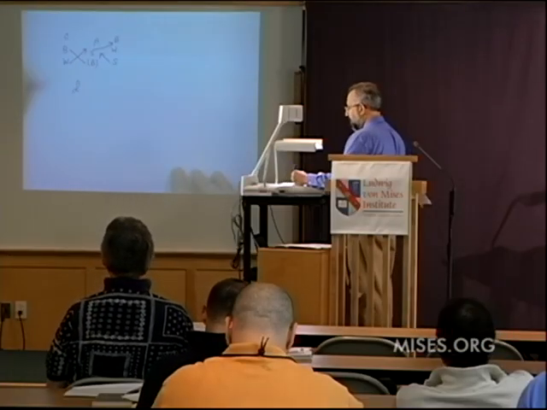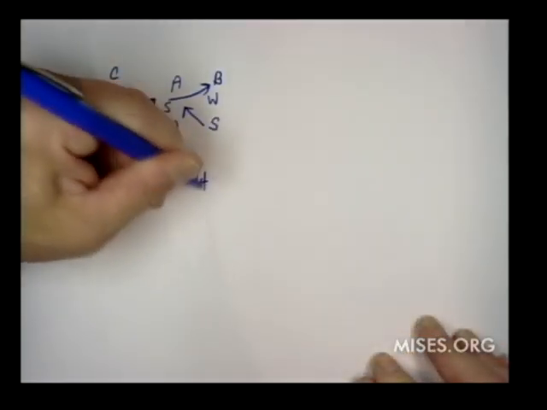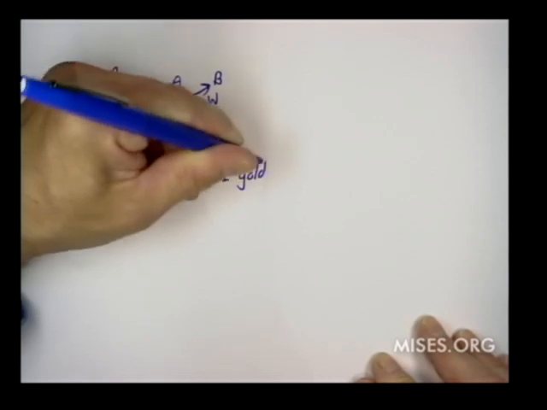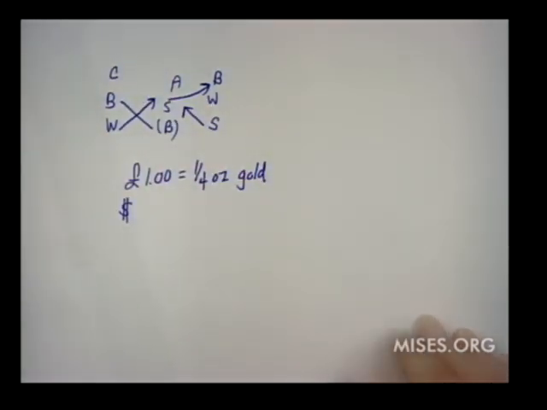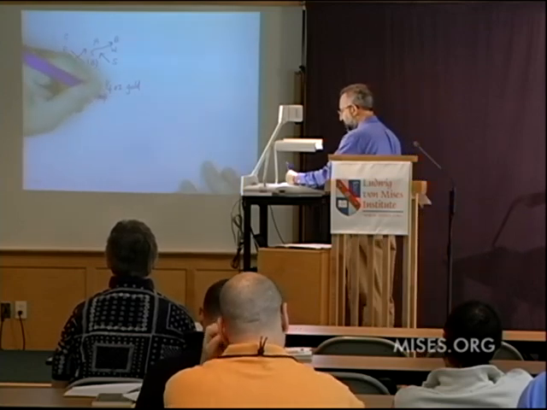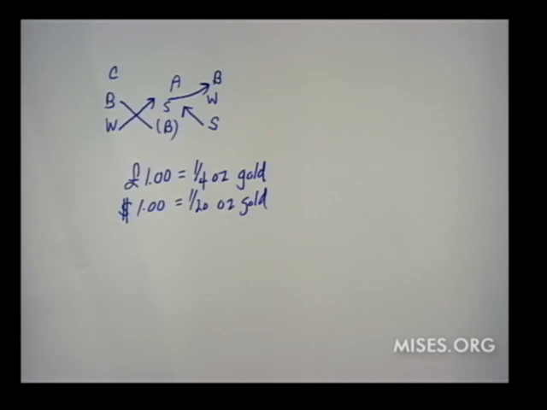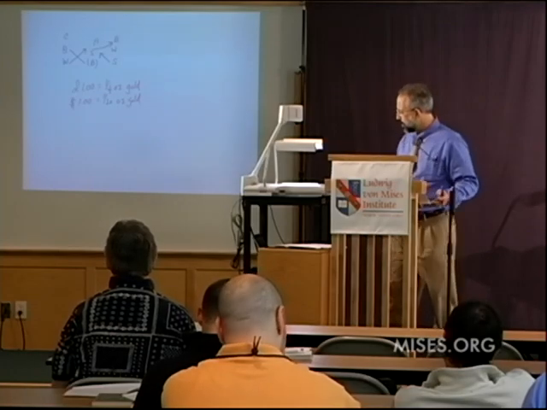Okay. So what we get then is a situation in which the initial monetary units were defined as weights of gold. So that the British pound from 1821 to 1931, one British pound was defined as 1/4 of an ounce of gold. And the US dollar from 1834 to 1933 was defined as 1/20 of an ounce of gold. And the French franc was defined as 1/100 of an ounce of gold, or thereabouts.